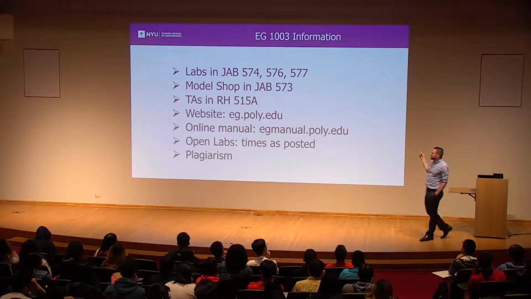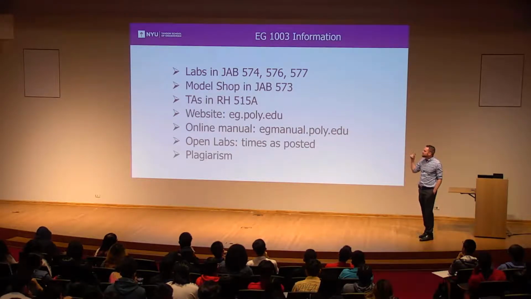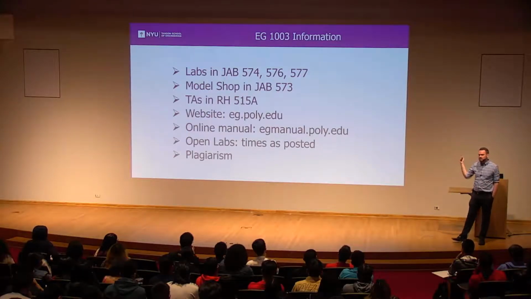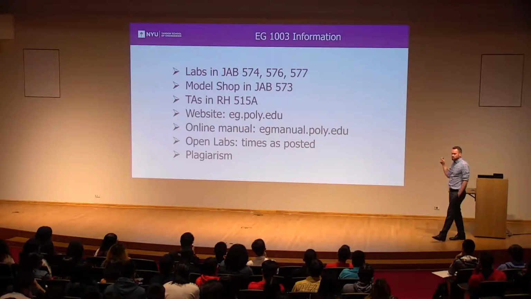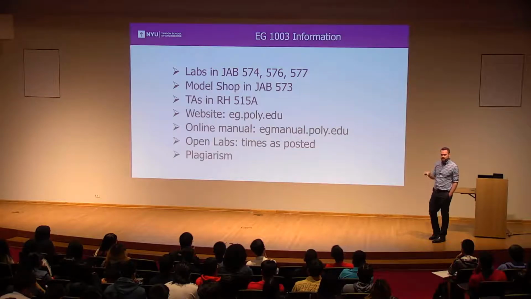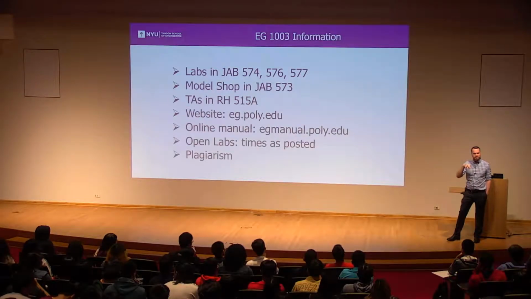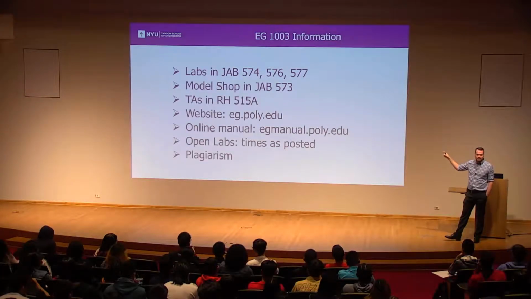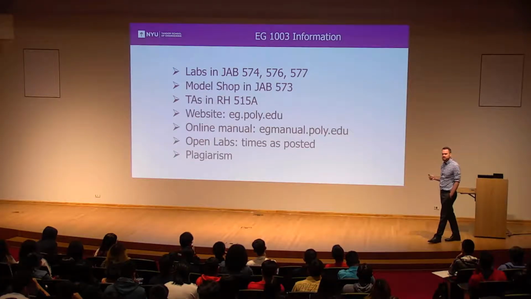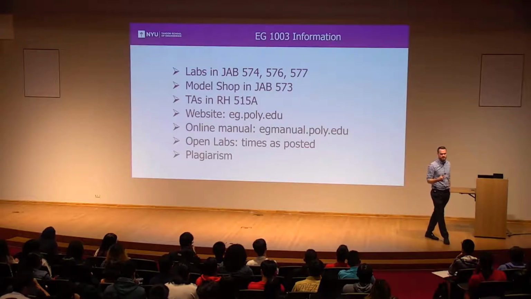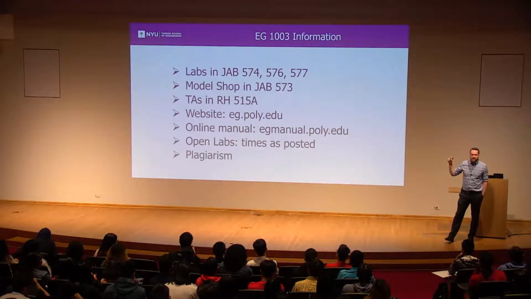The labs are JAB 574, 576, and 577. For those of you who've been in lab, you already know where these are. This is in the extension of Rogers Hall, which is Jacobs Academic Building. On the 5th floor, there are 3 smaller EG labs for the regular lab sessions, and then the large lab, the model shop, in JAB 573. This is where you'll go next week in recitation as you're deciding the teams and the projects that you're going to be working on. And in there, you're going to be working on your projects throughout the entire semester.